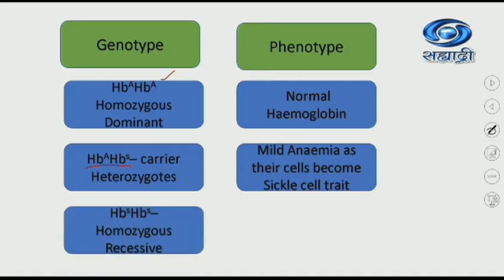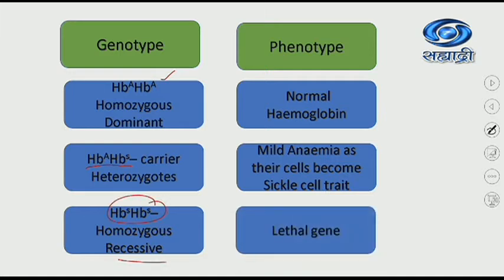But as this is a recessive gene, if the genotype of the person is homozygous recessive, HbS HbS, then 100% the person will develop sickle cell anemia, the shape of the hemoglobin will change, hypoxic condition, due to anemic condition, the child will die. So it is a lethal gene. Okay, now let us see its inheritance pattern.